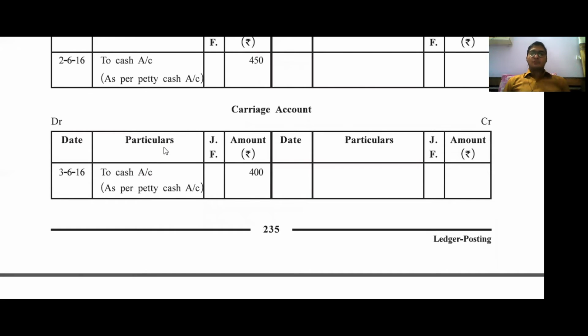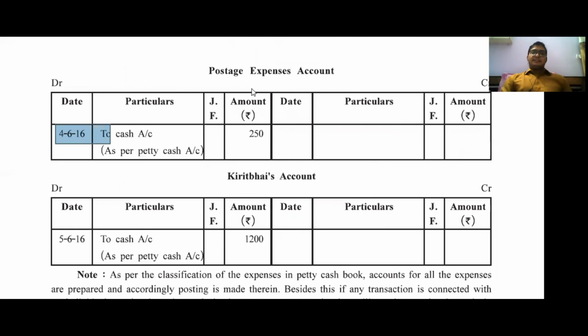paper first. So first of all, you complete the whole entire sum, and then after, if there is time, then you have to write in each account date, particular, JF, amount, date, particular, JF, amount, debit as well as credit. Last point, that is called balancing.